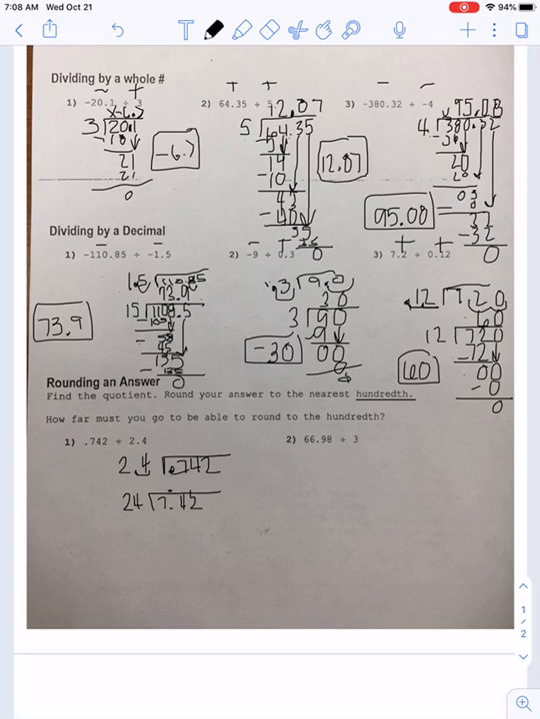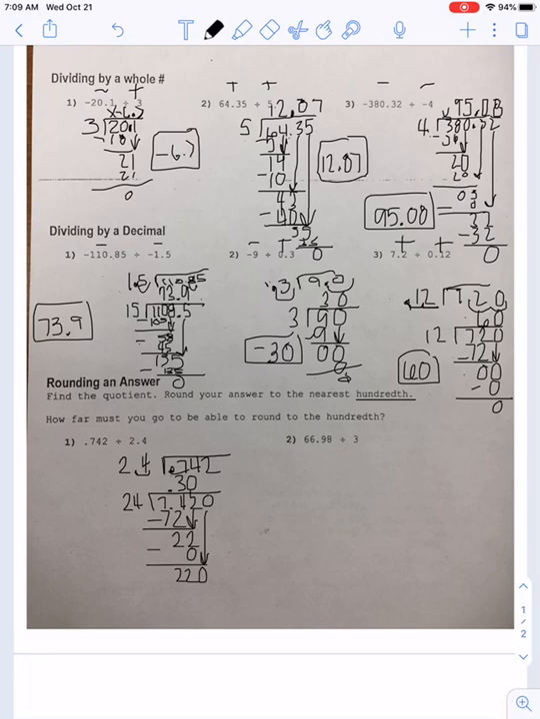24 can't go into 7. 24 can go into 74 3 times. That's going to give us 72. 74 minus 72 is 2. Bring down the other 2. 24 can't go into 22. So we have to add a 0. That would give us 22 still. So then we would add another 0 and we would bring it down.